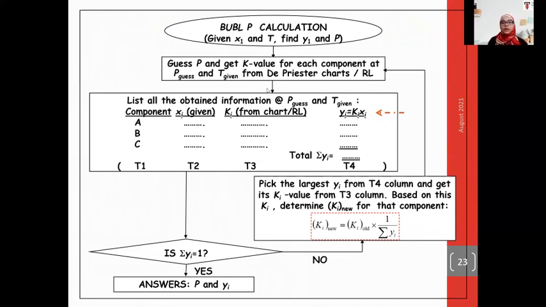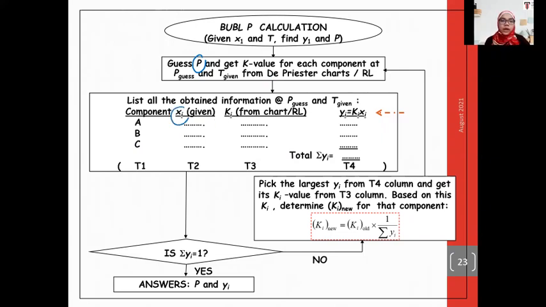Okay, for the bubble P calculation, this is how you can perform it. We need to guess the P first and then get the K value, because from the chart we need the information of pressure and temperature. Because we don't have the value of P, we start by guessing the value of pressure. These are the components, usually light hydrocarbons, and if the components are more than two, you can apply this DePriester chart.